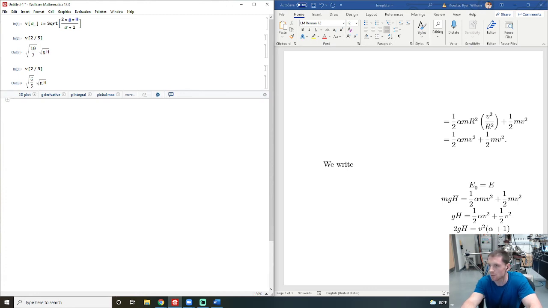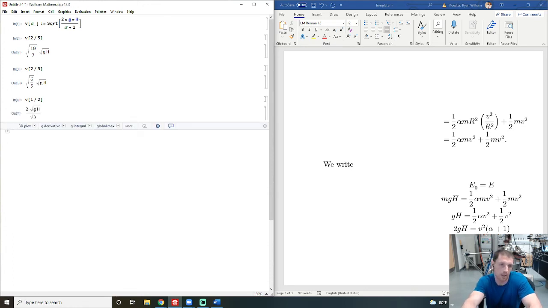Then we have to do a cylinder. Now for a cylinder, alpha is 1/2. Or a disk, same thing. So there's that. And then for the ring or hoop, alpha is actually just 1 here.